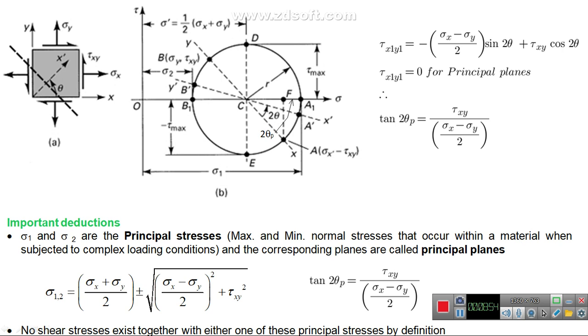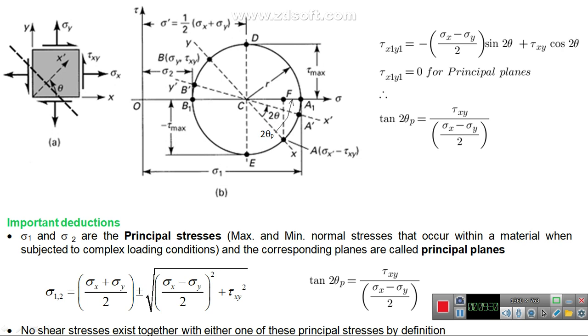By convention, principal stresses are denoted as sigma 1 and sigma 2. The center of the Mohr's circle is at sigma x plus sigma y divided by 2. Accordingly, principal stresses are this distance plus or minus the radius. Radius is given by the root of (sigma x minus sigma y divided by 2) squared plus tau xy squared. From the figure, we can observe that the principal planes corresponding to sigma 1 and sigma 2 are mutually oriented by 2 theta equals 180 degrees. This implies that principal planes are at right angles to each other.